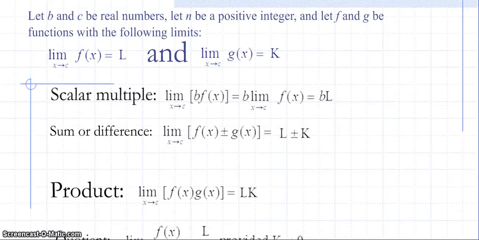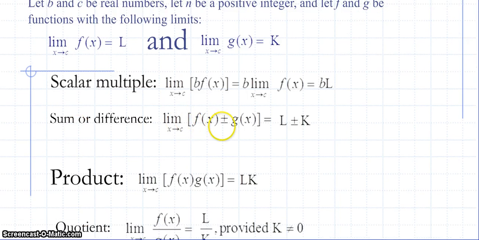Alright, moving on to some other properties. So let b and c be real numbers, let n be a positive integer, and let f and g be functions with the following limits. The limit as x goes to c of f of x equals L, and the limit as x goes to c of g of x equals k. So then we have a scalar multiple. The limit as x goes to c of b times f of x is b times the limit as x goes to c of f of x, which is b times L.